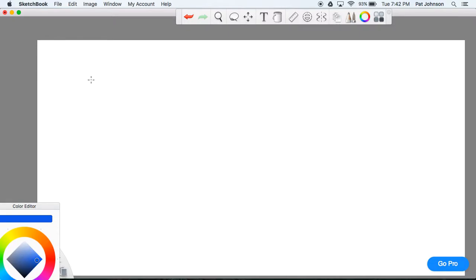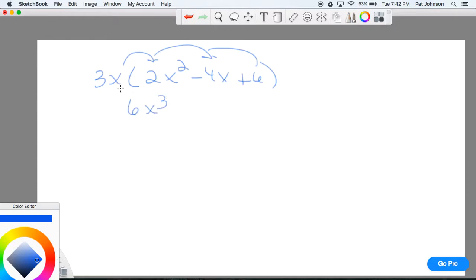So let's do this one. 3x times 2x squared minus 4x plus 6. So we're going to use the distributive property here. And we're going to distribute 3x to every term. So this becomes 6x cubed, right, because x times x. And then we get minus 12x squared plus 18x. And there's your answer.